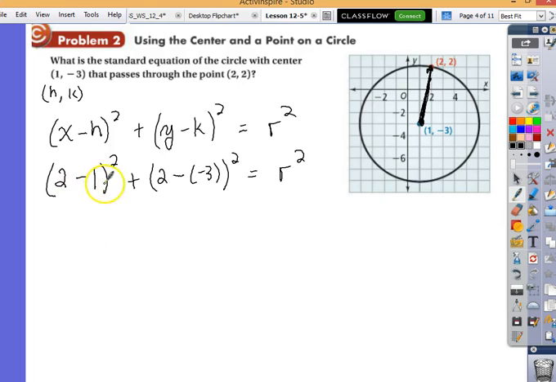So what's 2 minus 1 squared? 1. 2 minus 1 is 1. 1 squared is 1. What is 2 minus a negative 3? And what's 5 squared? 25. It's equal to R squared. So that means 26 would equal R squared.